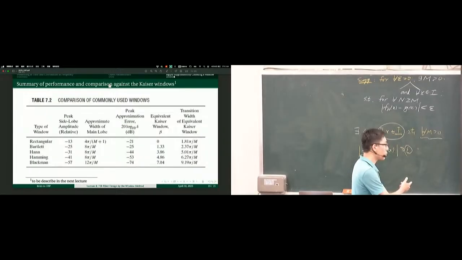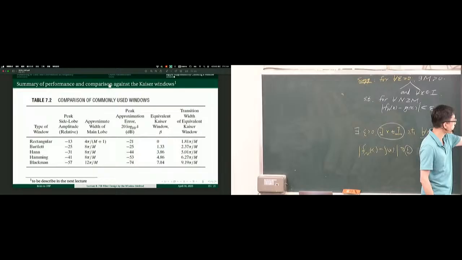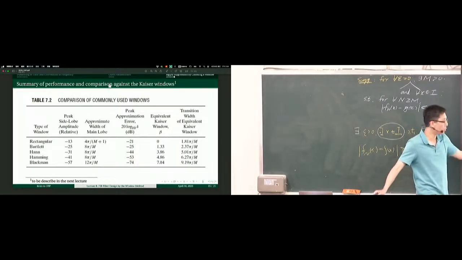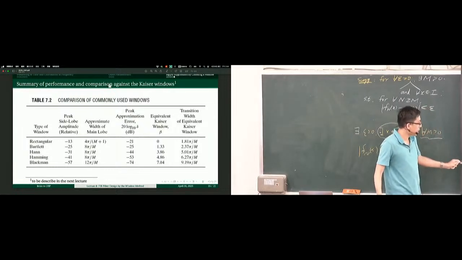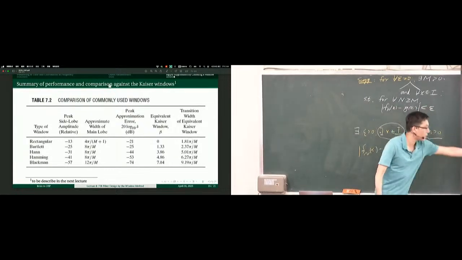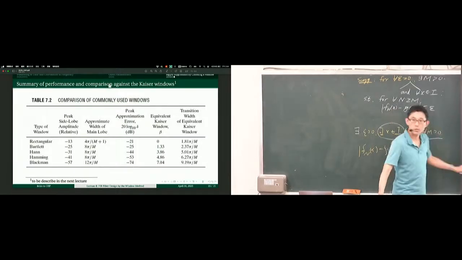In your homework, you will also be using this table. Okay? So let's take a look at the table. You have 5 different kinds of windows. And as I mentioned, the peak side lobe amplitude relative to the main lobe is minus 13 dB for rectangular. And it gets better when we go down the table.